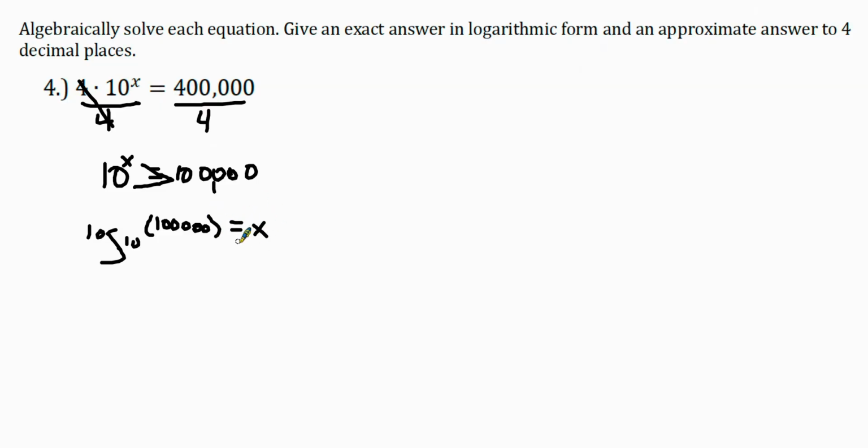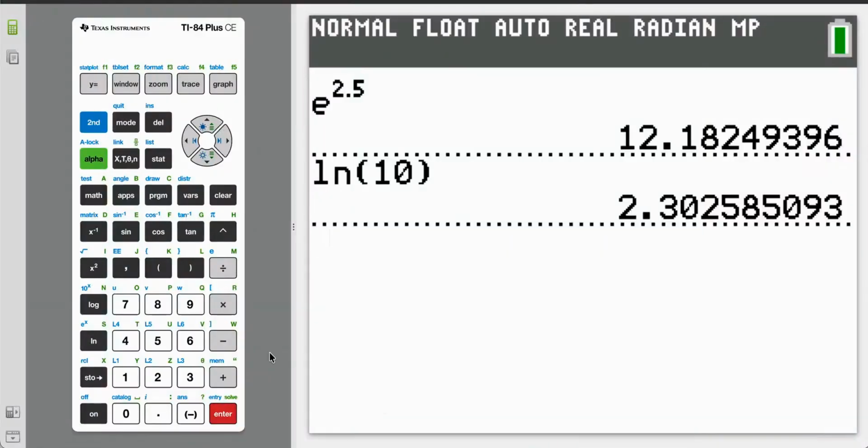I have the variable by itself. Now I can put this into the calculator. This question says give an exact answer in logarithmic form, so this is our exact answer. Then if I put this into the calculator, that will get me the approximate. Remember, there's two options for this one.